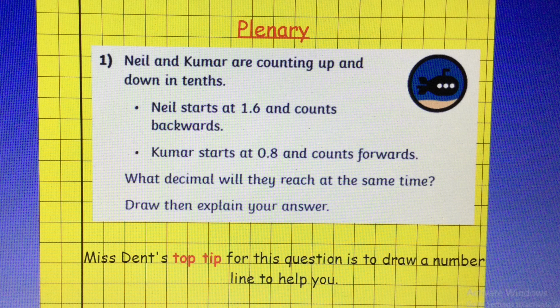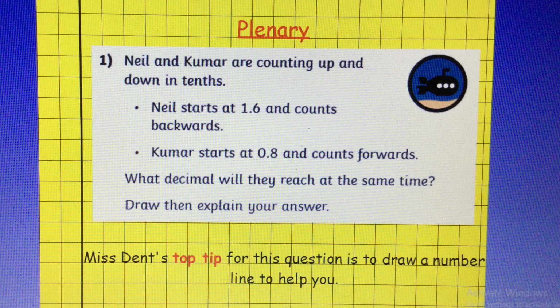And here is your plenary question for today. Neil and Kumar are counting up and down in tenths. Neil starts at 1.6 and counts backwards. Kumar starts at 0.8 and counts forwards. What decimal will they reach at the same time? Draw and explain your answer.